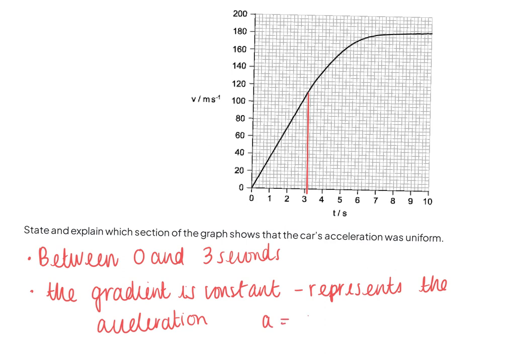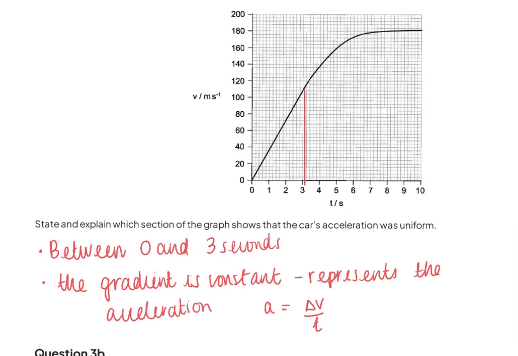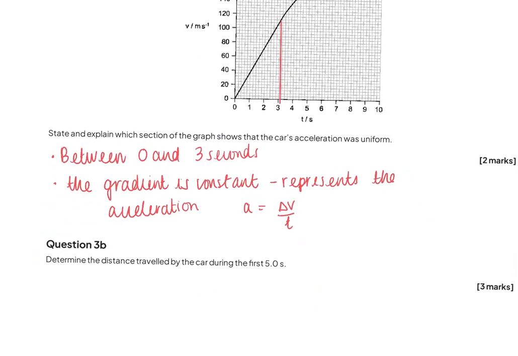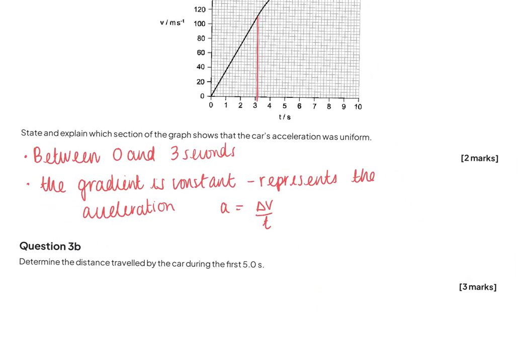Because acceleration is the change in velocity over time. And if we just look at this graph and work out the gradient there, it would be the change in velocity divided by the time, the change in y divided by the change in x. Going on to question B, determine the distance travelled by the car in the first 5 seconds.